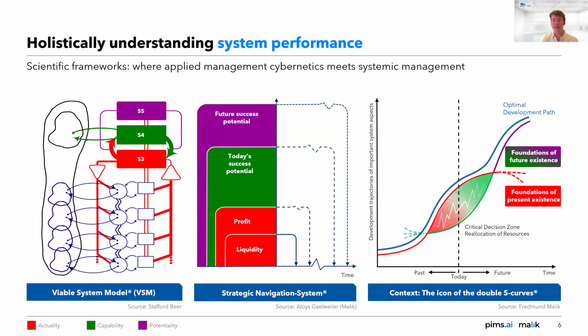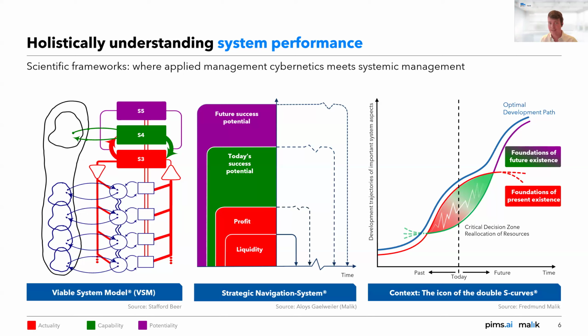Control variables ordered by time horizon. Most immediate are liquidity, profit, neutrality, then today's success potentials, and then future success potential. The color coding remains the same: actuality, capability, potentiality. And then finally, we have Beer's viable system, where system 3 focuses on the inside and now, then system 4 and 5 go into the outside and then moving into strategy and normative policies.